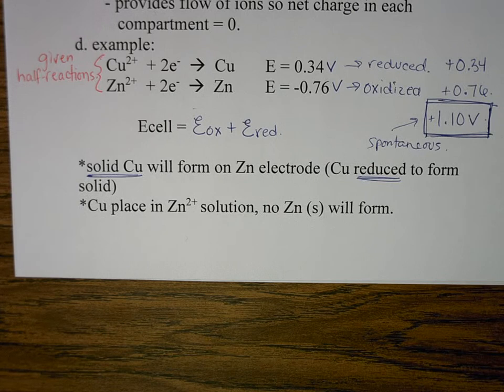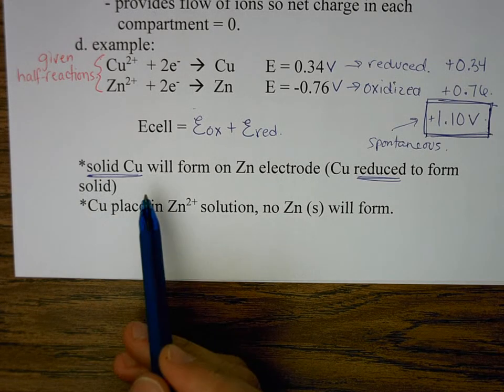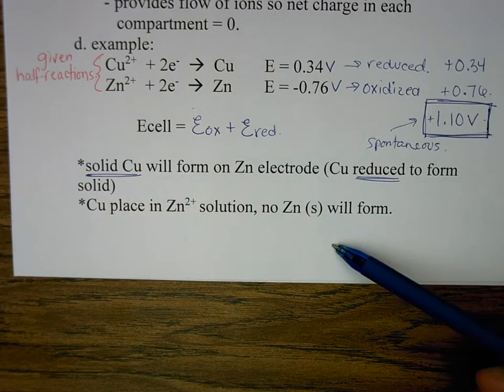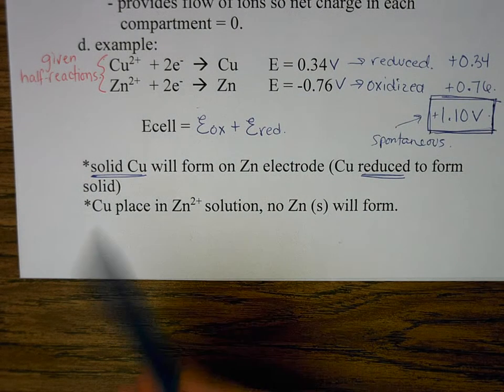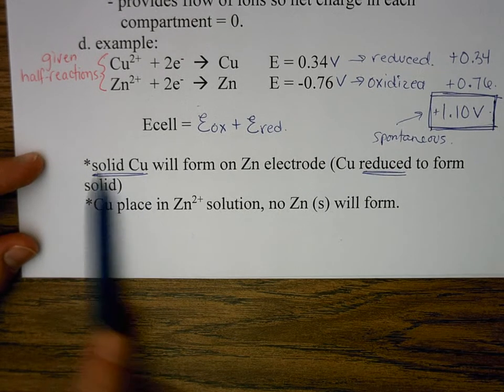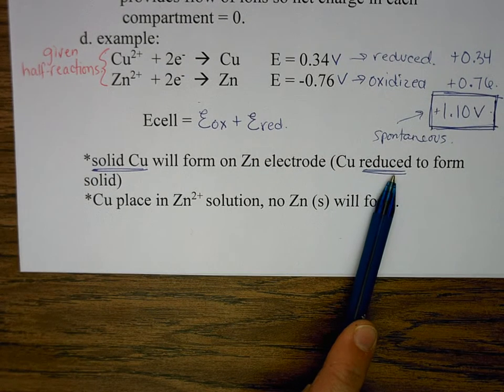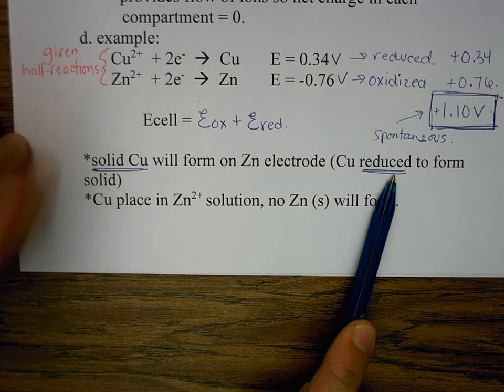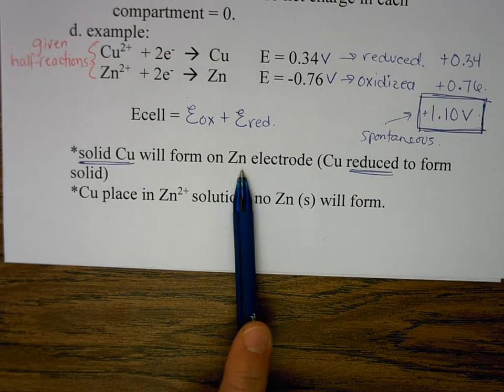If they tell you in the wording of the problem that something solid is forming, in this particular example they would say solid copper is forming on the zinc electrode. Well, just knowing that solid copper is forming means it's going from the copper ion to the solid copper, which means that it's being reduced. So anytime it tells you about that solid forming, you can use that as a hint that the copper is the thing being reduced, and therefore the other thing, the zinc, is the one being oxidized.